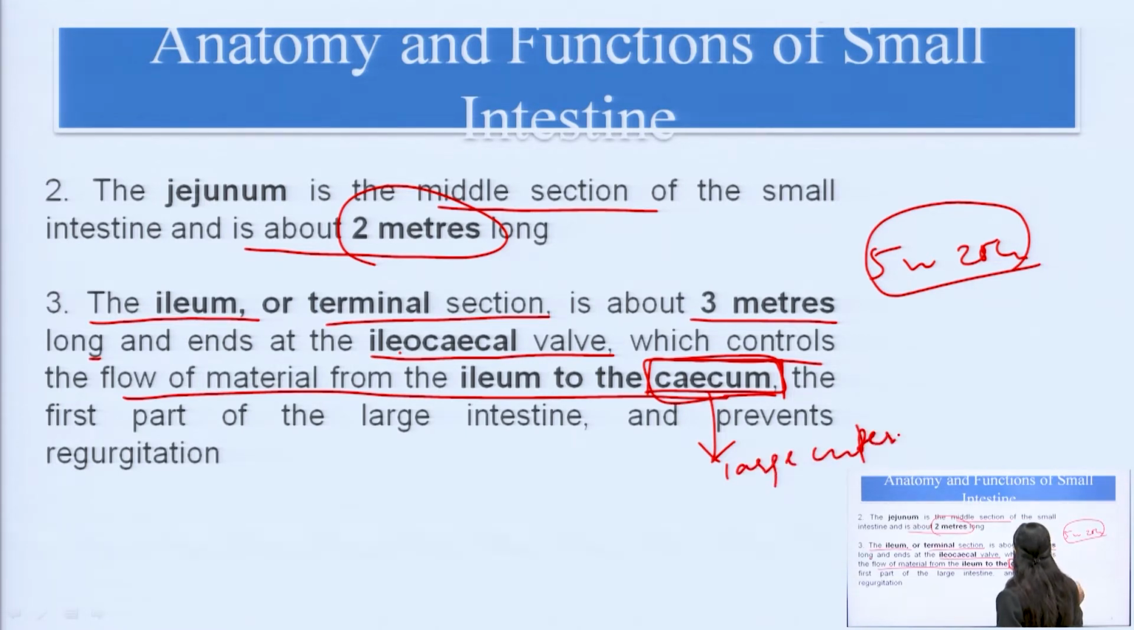So the flow of content from the ileum to the cecum needs to be regulated. We don't want regurgitation, meaning the backflow of the content. To avoid it, there is a valve, the ileocecal valve.